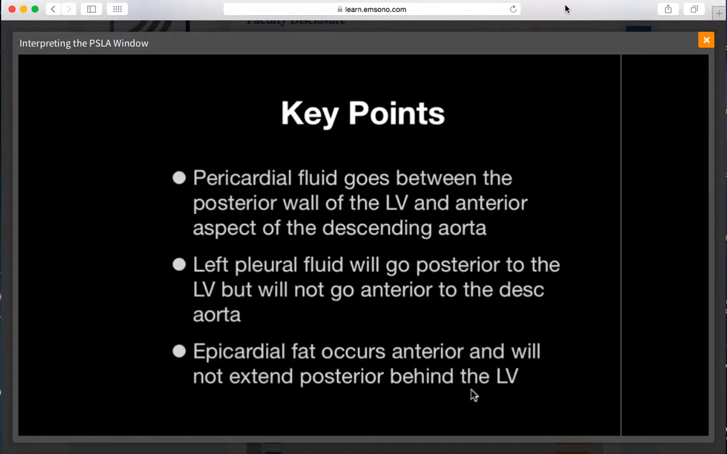If you have the ability, at this time I would recommend performing the parasternal long axis window on normal subjects and identifying key sonographic landmarks. After doing this, go ahead and take the parasternal long axis quiz.